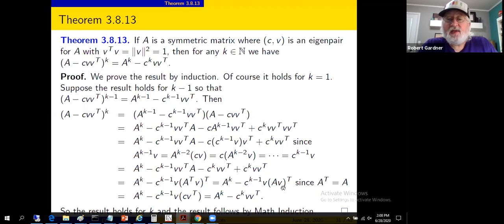Again, A times V, since V is an eigenvector, is the same as C times V. So we replace AV with CV. There's a transpose to be processed as well. Transpose goes on the vector. The scalar can be brought out. Let's bring it out over here. And then we get A to the K minus C to the K VV transpose. And that's exactly what we were supposed to get. So the result holds for K, assuming it holds for K minus 1, and mathematical induction tells us this result holds for all K.